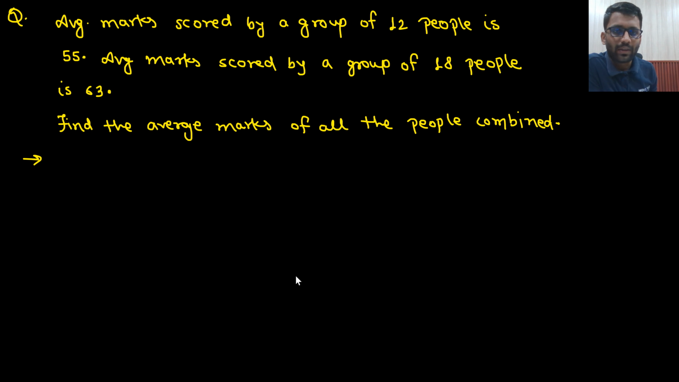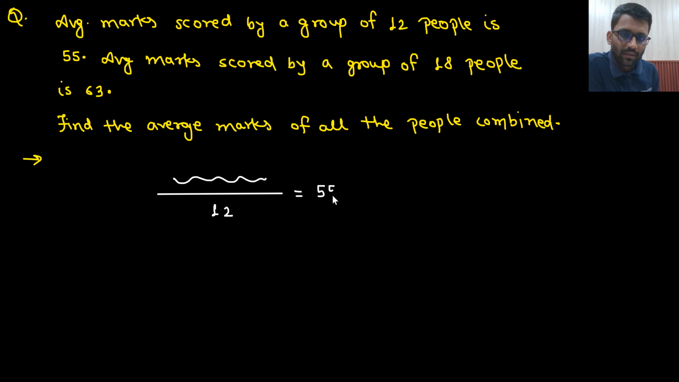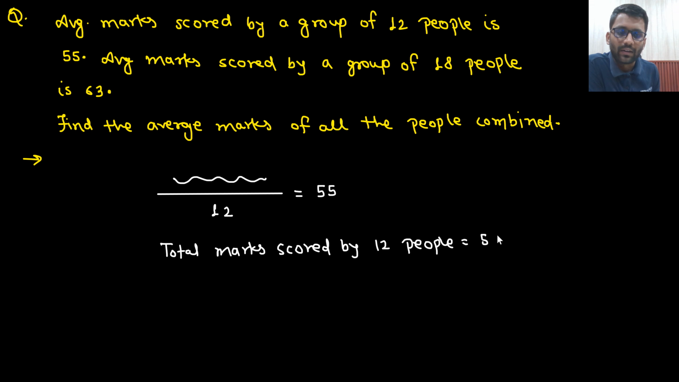So the average marks scored by a group of 12 people is 55. So total marks scored by group of 12 people divided by 12 is 55. So total marks scored by 12 people, what is that? That is 55 into 12.